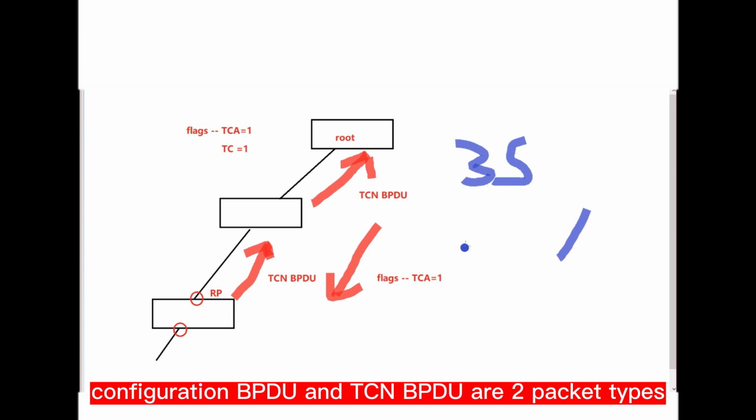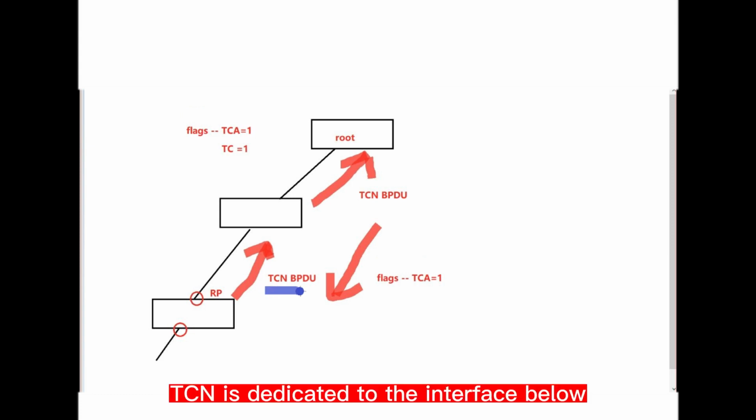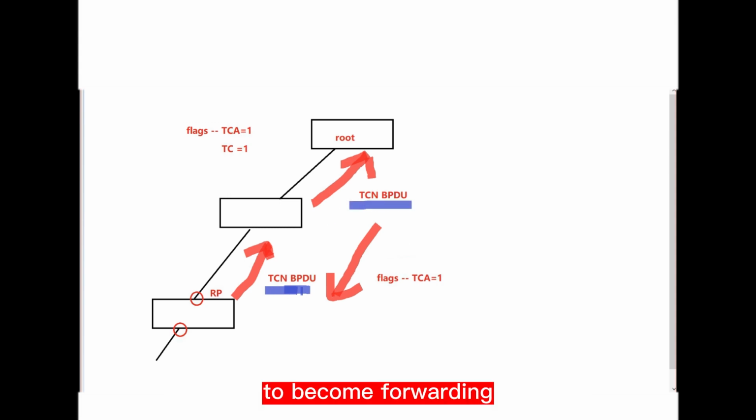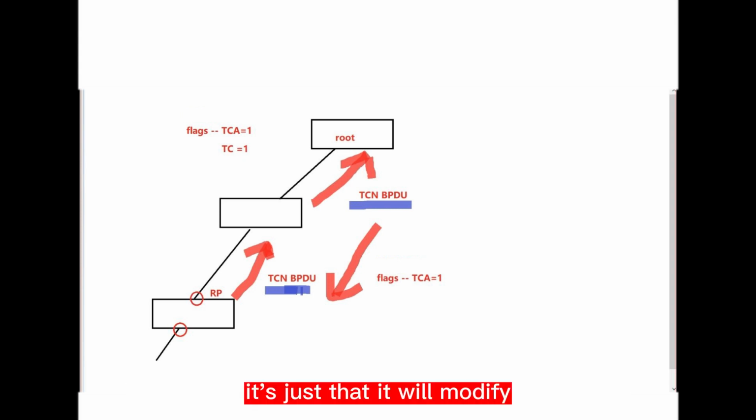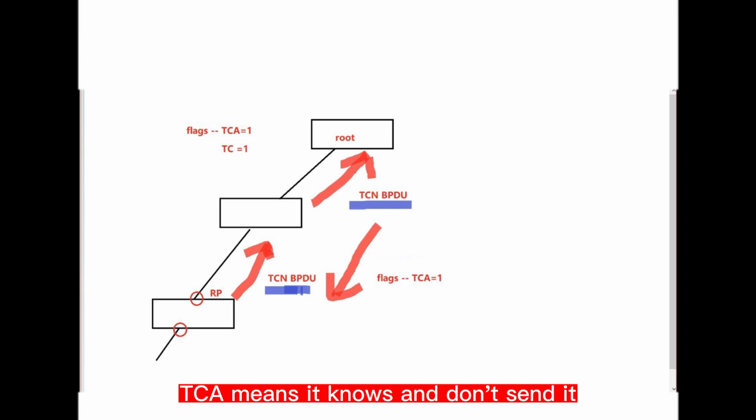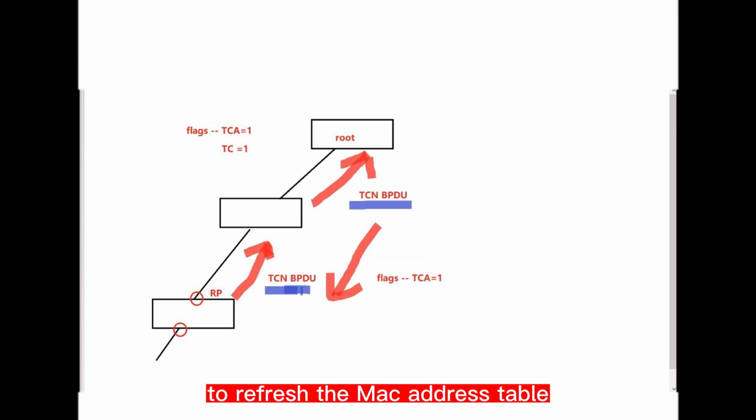Configuration BPDU and TCN BPDU are two packet types. How to distinguish? Distinguish by BPDU type. One is configuration, one is TCN. TCN is dedicated to reporting upwards when the interface below becomes forwarding. Then the reply is always the configuration BPDU. It's just that it will modify the parameters of the two flags inside, then send down. TCA means it knows and don't send it. TC represents the entire network to refresh the MAC address table.